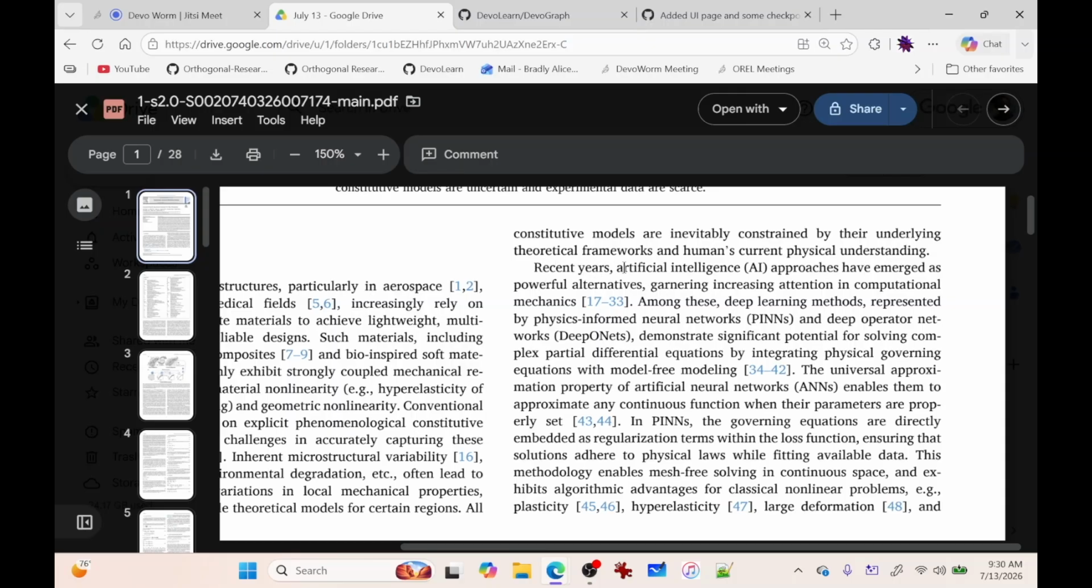In recent years, artificial intelligence approaches have emerged as powerful alternatives, garnering increasing attention in computational mechanics. Among these, deep learning methods, represented by physics-informed neural networks, or PINNs, and deep operator networks, or DeepONets, demonstrate significant potential for solving complex partial differential equations by integrating physical governing equations with model-free modeling. So this is where we have things that are model-free.